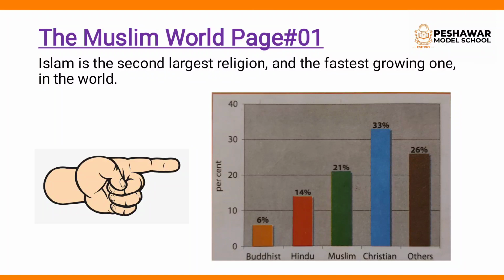As you can see in the graph, the highest is Christians, followers of Christianity, at 33%. Clear? The Muslims are 21%, others are 26%. Others here is a combination of different religions, so don't get confused if it is higher, because here we have a mixture of other religions. The second one is Muslims, which is 21%. The third is Hindu, which is 14%, and the fourth is Buddhist, which is 6%. Christians are followers of Christianity, Muslims followers of Islam, Hindus followers of Hinduism, Buddhists followers of Buddhism. Is it clear to you all?